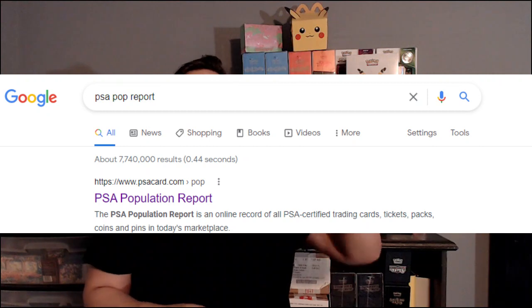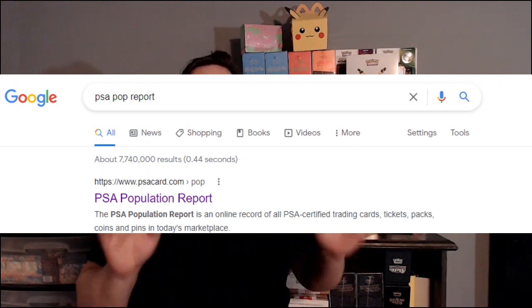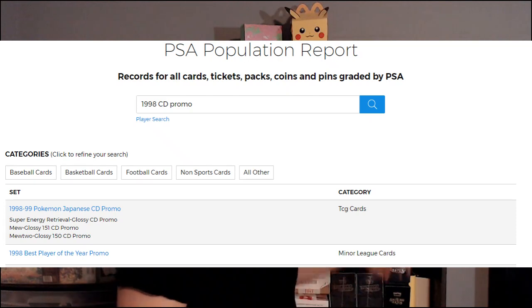So, real easy. Go to Google, type in PSA POP report. It's going to pop up immediately. Now, whenever you want to find a set, typically the easiest way to do it is to enter the year in which that set was introduced. So let me pull one up right here. Here we go. This is the Japanese one, 2018 Japanese Sun and Moon Ultra Shiny GX. Type that in.